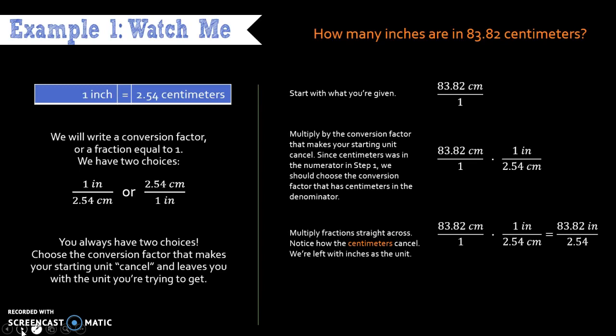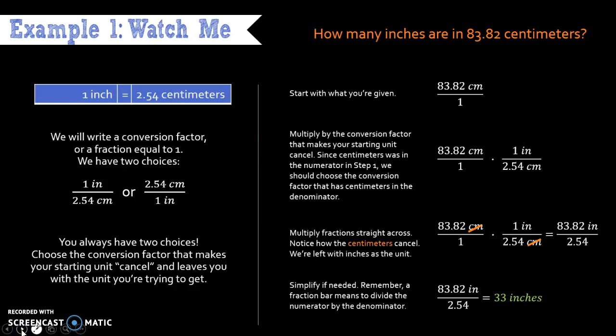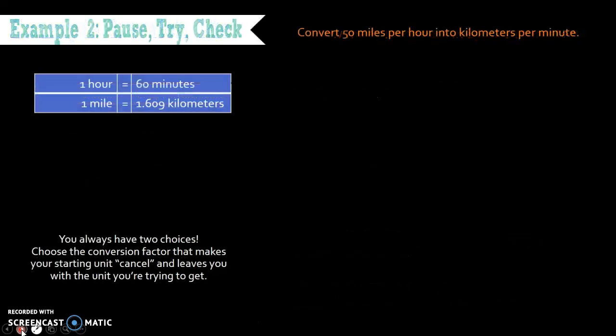We multiply fractions straight across. Notice how the centimeter units are canceling and the only unit remaining will be inches. Simplify if needed. Remember that a fraction bar means to divide, so this really says 83.82 inches divided by 2.54. I can plug that into my calculator and get 33 inches as my final answer. Go ahead and pause and try this one. We'll check it together.